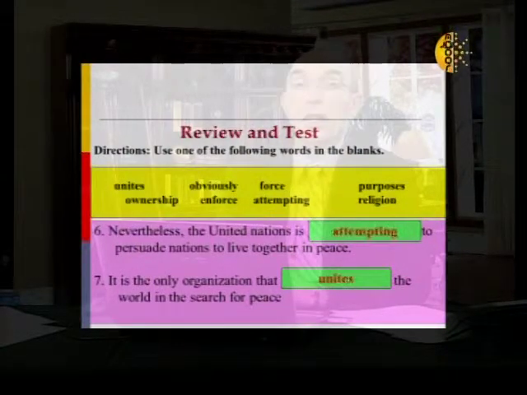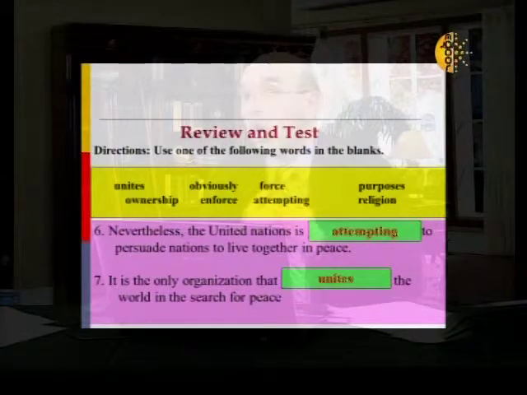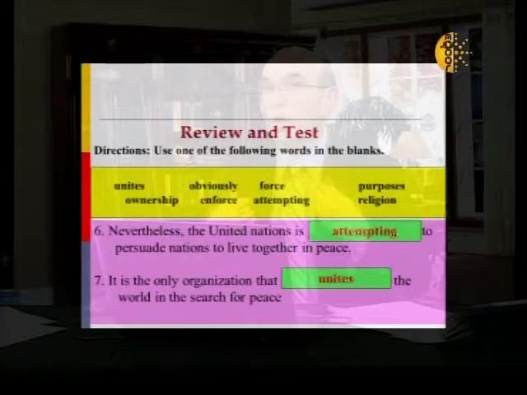Ownership means what? Belonging. It comes from the word own. Own means what? To have, something that belongs to you. You say that I own a car. Means what? I have a car. The car belongs to me. I purchased it. I own a car.